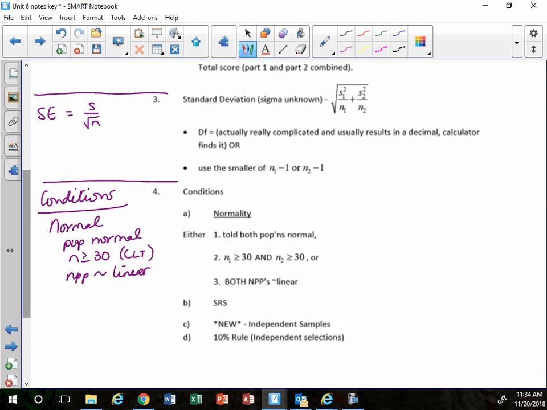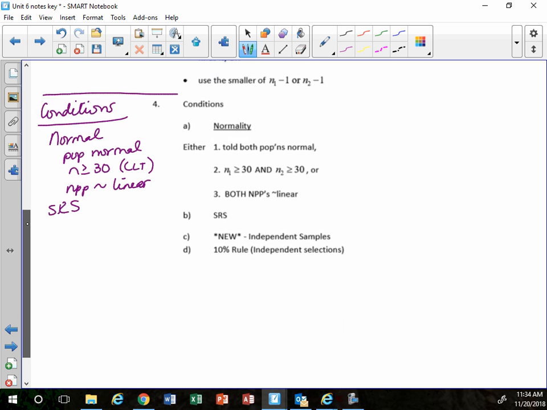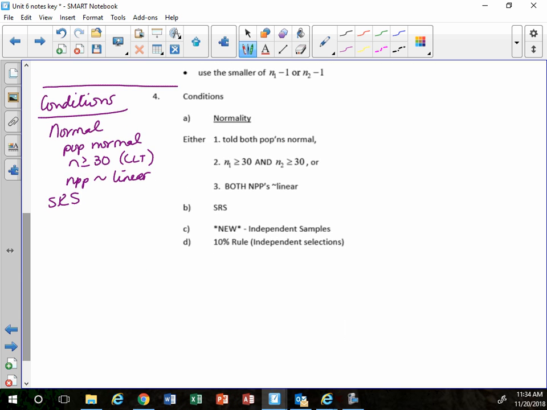And then we wanted to look for a simple random sample. So the only thing we are adding is that our samples are actually independent of one another. We are still not going to look at that 10% rule. It never shows up on a free response scoring rubric, so we're not going to worry about it.